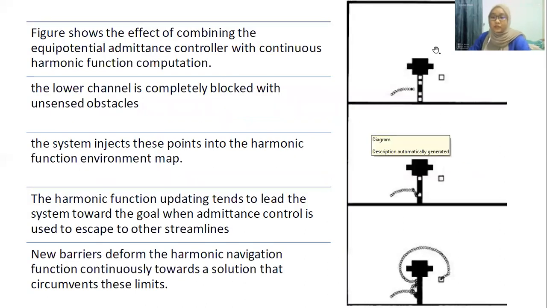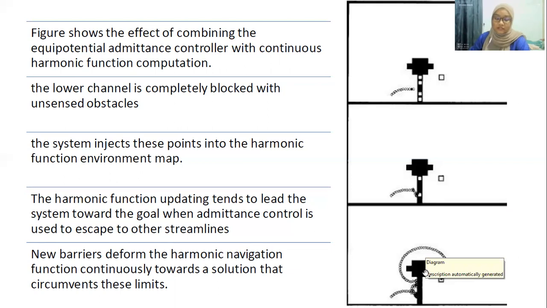Okay, so we look at the figure, which shows the effect of combining the equipotential admittance controller with continuous harmonic function computation. The lower channel is completely blocked with unsensed obstacles. We can see in the figure that the system is injected into the harmonic function environment because there are obstacles. Then the harmonic function updating tends to lead the system toward the goal when admittance control is used to escape to other streamlines, and new barriers deform the harmonic navigation function continuously towards a solution that circumvents these limits.